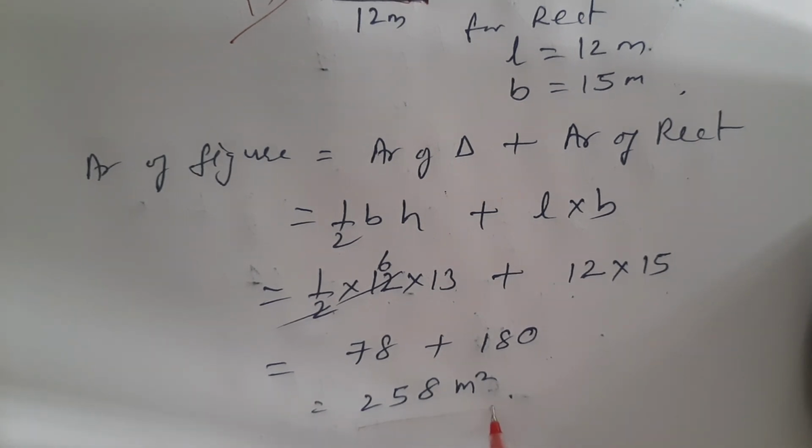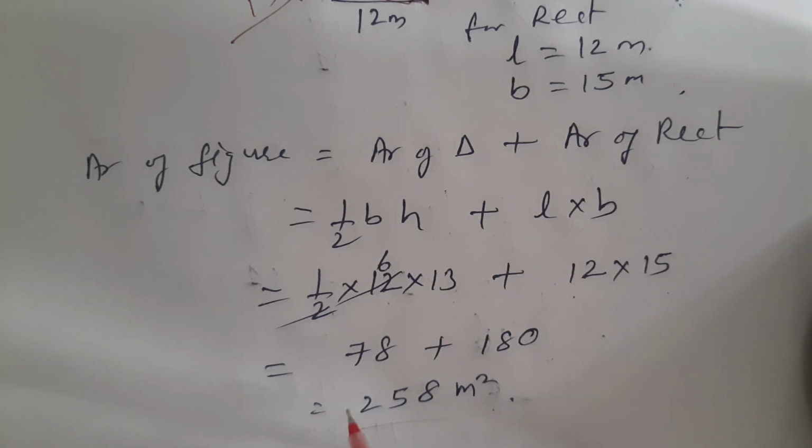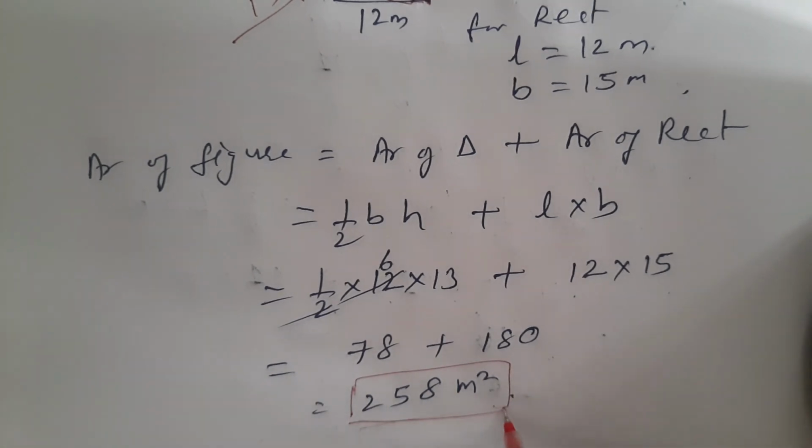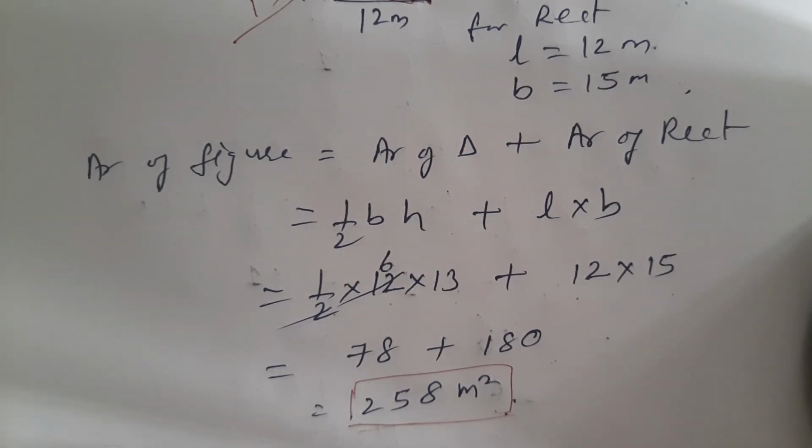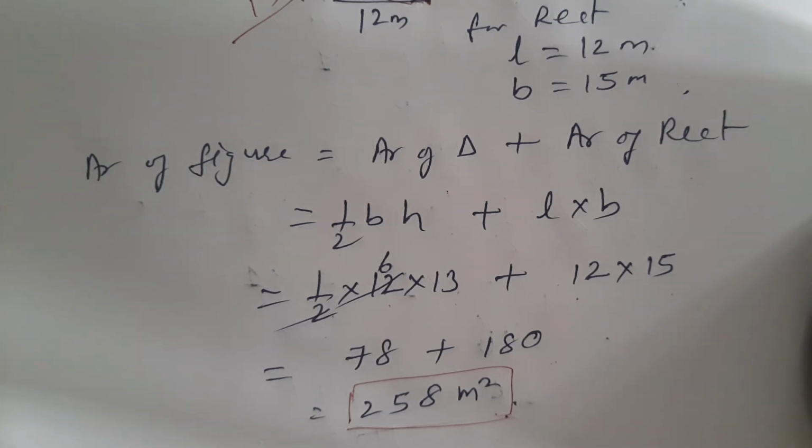So though we are finding area in whatever way, area is same. So the final question was, in which case is the area same or in which case it is greater. As they are finding area of the same figure, so area is same for both the cases. It's 258. Now our exercise got completed.